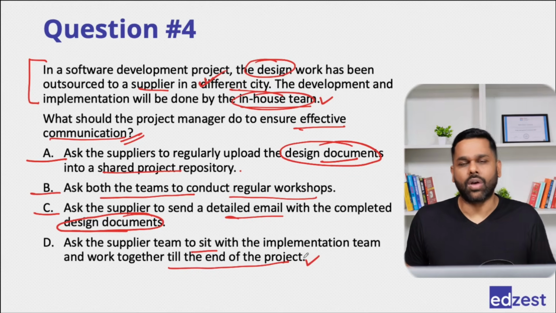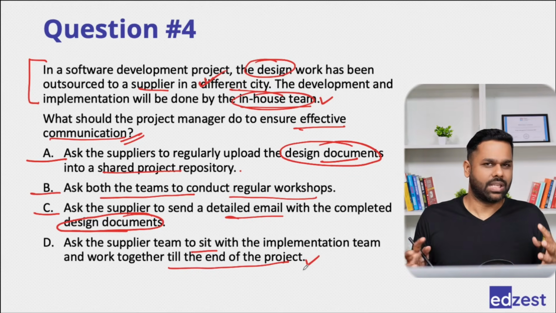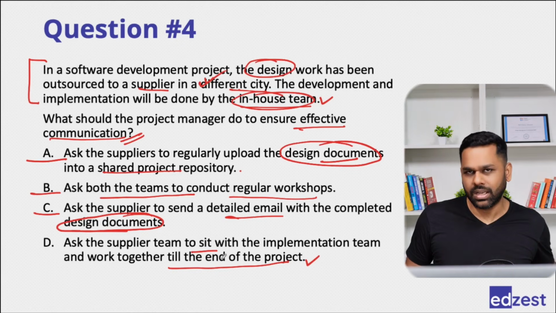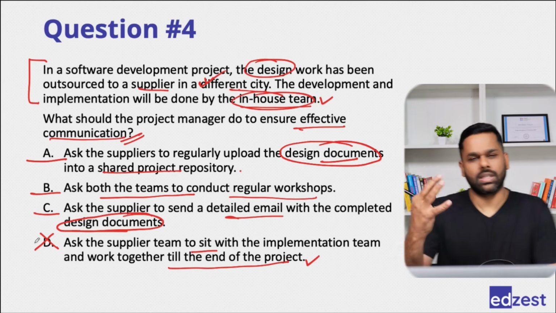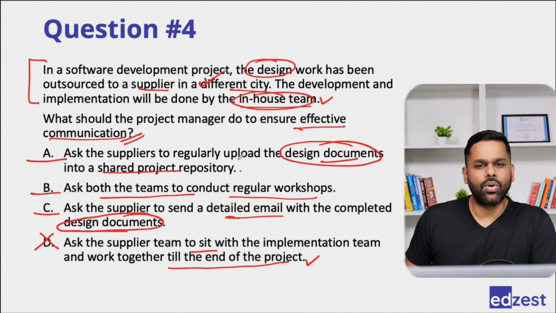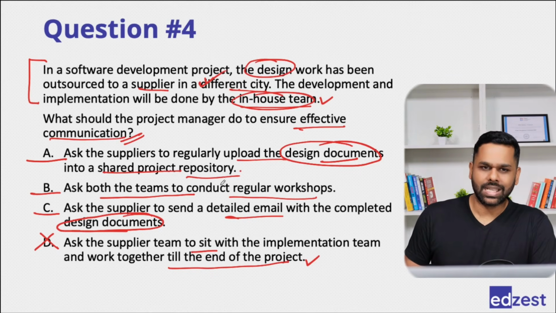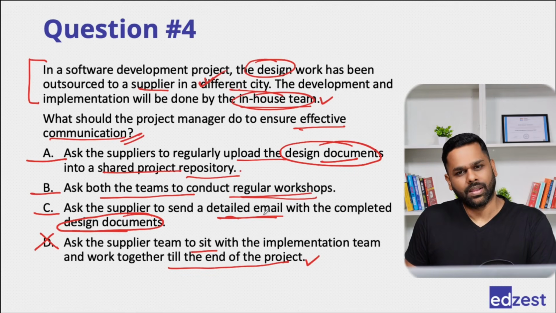They are in a different city, so how can they sit with the team? A lot of big decisions. So we cannot take that decision immediately, so we can eliminate it. Now we have three choices. One choice says upload the documents on a repository. Second says conduct regular workshops. Third says send email.